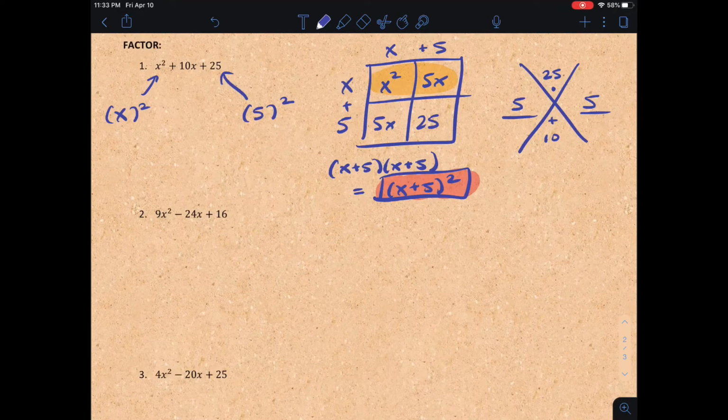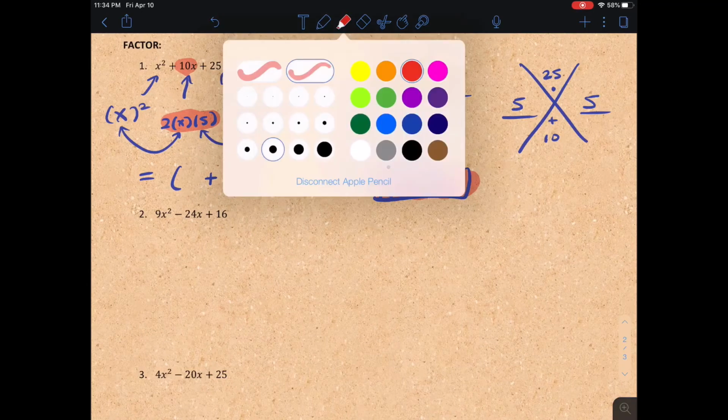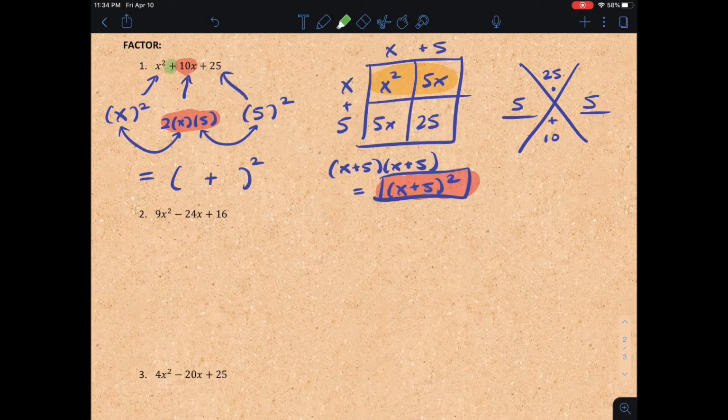Now the tricky part is checking this middle part. Can you write 10x as 2 times the first term times the second term? When I say the first term, I mean like the first term being x and the second term being 5, right? Can you write 10x as 2 times x times 5? If you can, then you know that this is a perfect square trinomial. Which means when you write down your final answer, I know it's going to be something of this form. I'm going to put a plus sign here simply because there's a plus sign here for the middle coefficient.